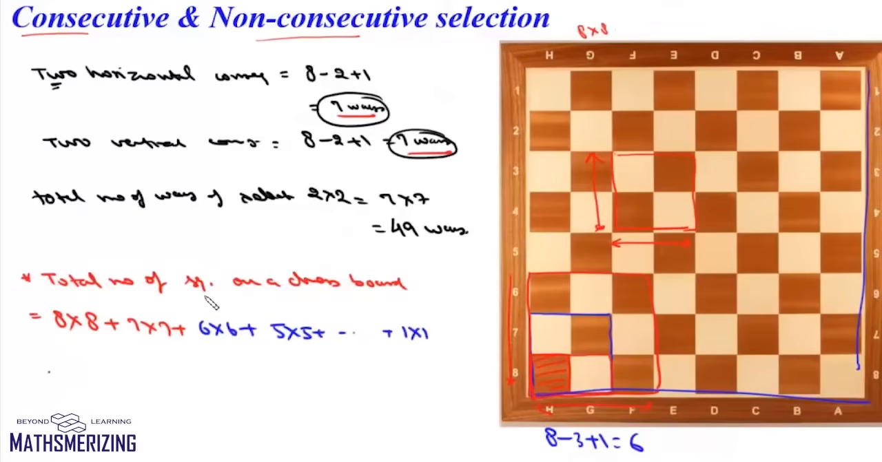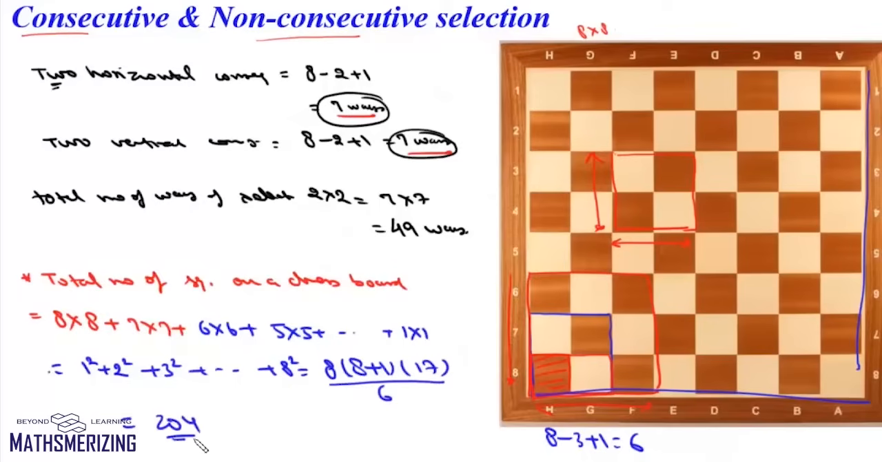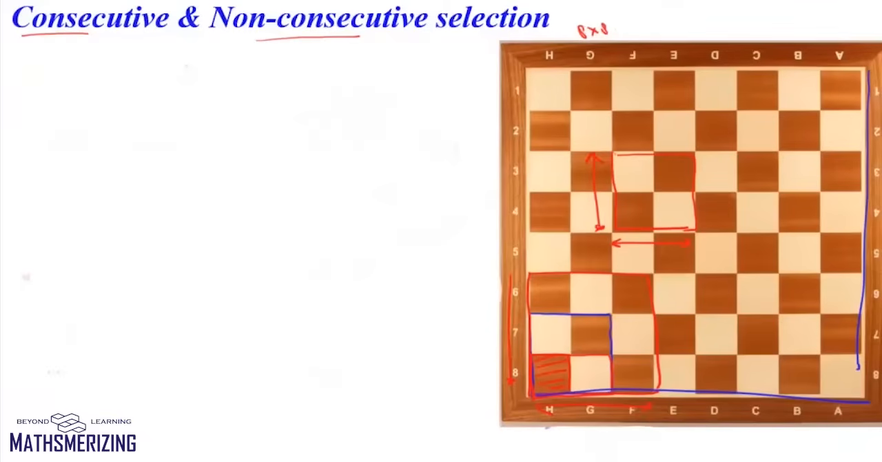So the total number of squares on a chessboard is given by 1 square, 2 square, 3 square, and it goes all the way up to 8 square, which is n(n plus 1)(2n plus 1) by 6, which is 204. So the total number of squares on a chessboard will be 204.